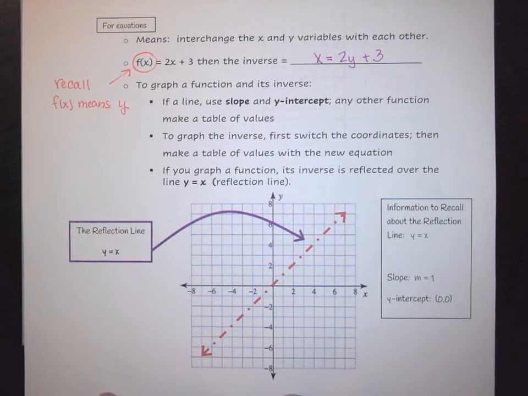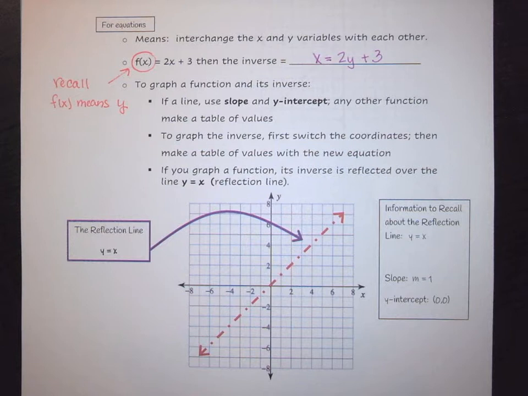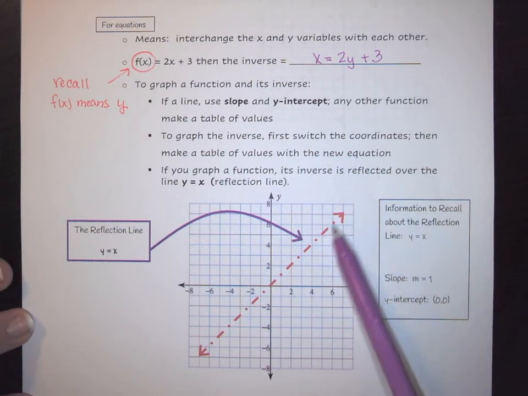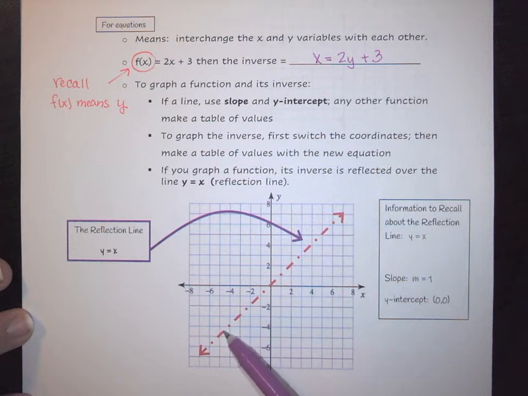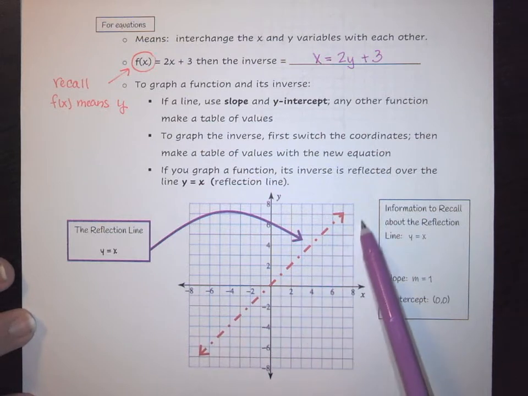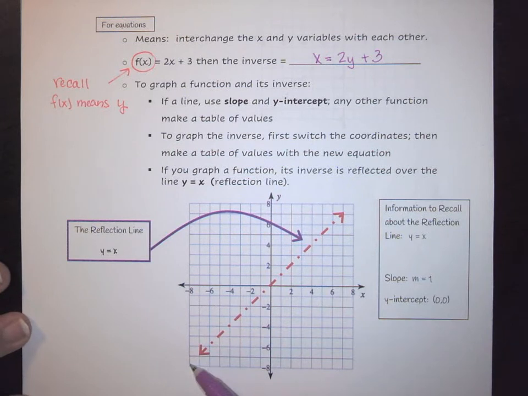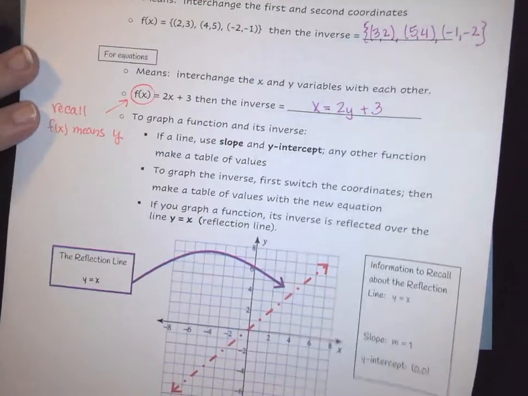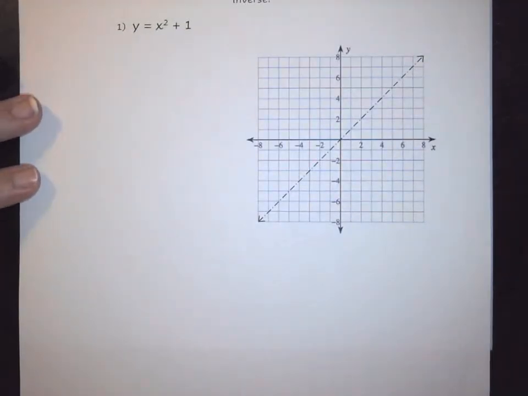Now, as side information, when we're talking about inverses, we are talking about using the reflection line. Usually the line is going to be y equals x. So that's this dotted line right here, where y equals x. We call that the reflection line, and our inverses are generally going to be a reflection over that line. Whatever your beginning equation is, and wherever it's graphed, when you reflect it over the y equals x line, that's where your inverse is going to show.